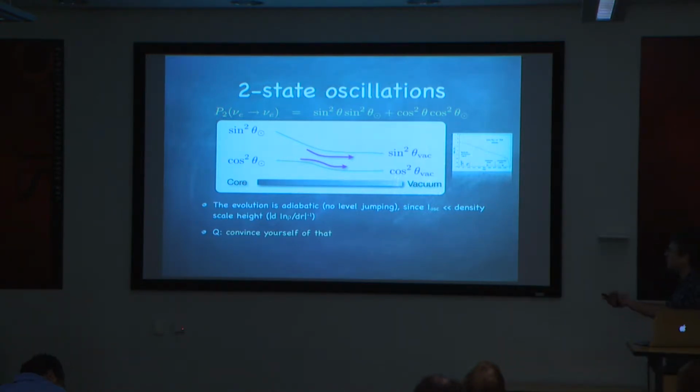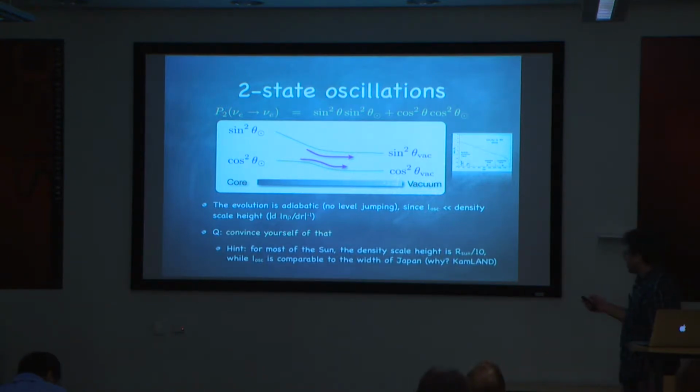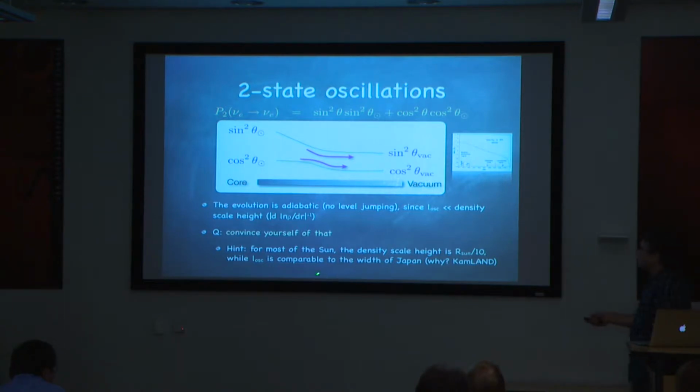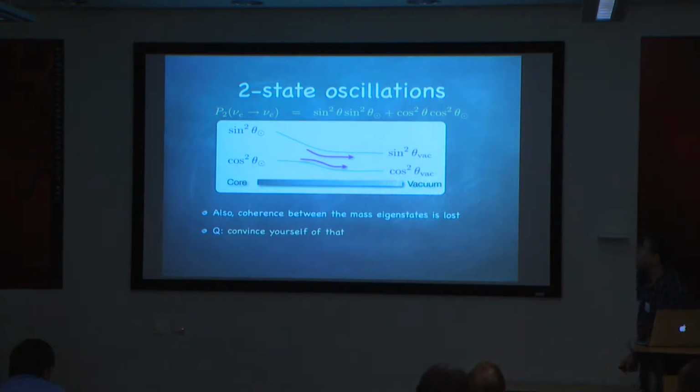You can convince yourself that this is so. The idea is that for most of the sun, the density scale height is roughly 1/10 of the solar radius, and the oscillation scale is comparable to the width of Japan because it was probed in KamLAND. So 100 kilometers versus 1/10 of the solar radius. So you convince yourself of that.